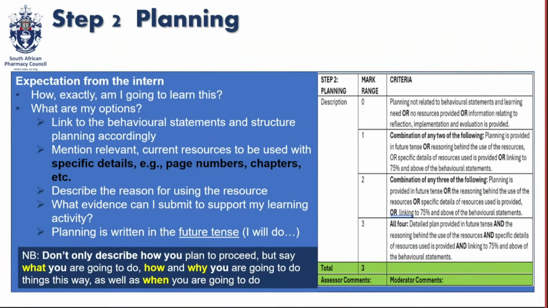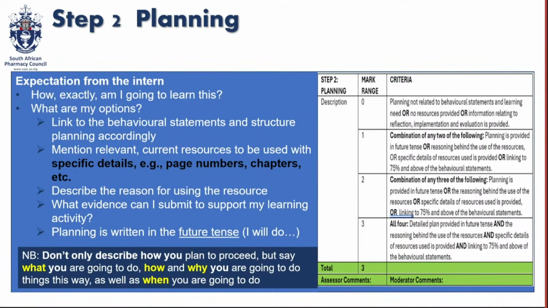And planning is written in the future tense. So what will I do? If you look at the grid on the right there, in order to get the full three, they need to provide a detailed plan in future tense, the reasoning behind the resources, specific details of the resources, and link it to at least 75% of the behavioral statements.